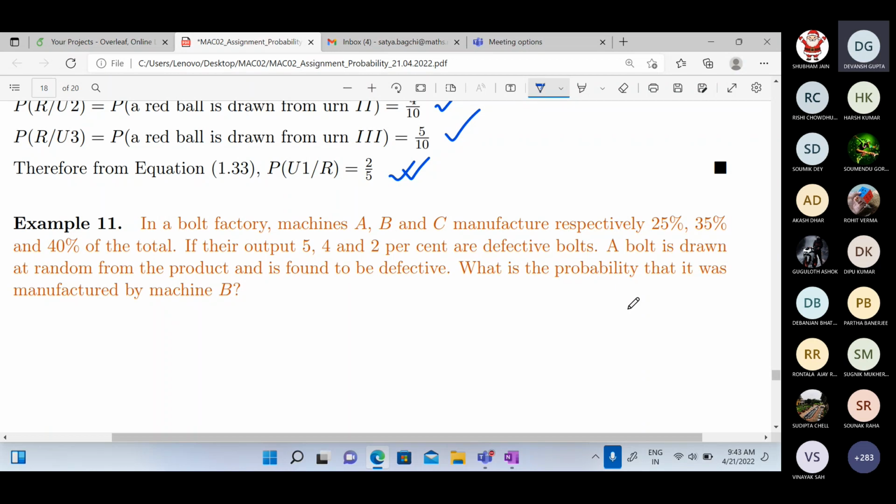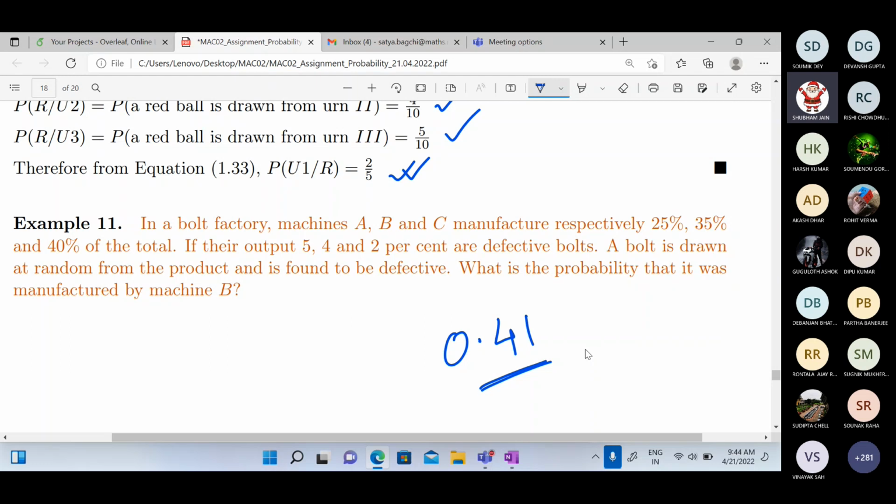Can you write it like this? 4 by 35 divided by 5 by 25 plus 4 by 35 plus 2 by 40. Yes, sir. That final will be the answer. So 0.405. 0.41. That will be 4 by 35 divided by 5 by 25 plus 4 by 35 plus 2 by 40. I don't know. In my hand, this is the answer. Maybe a calculation mistake. Let me check.